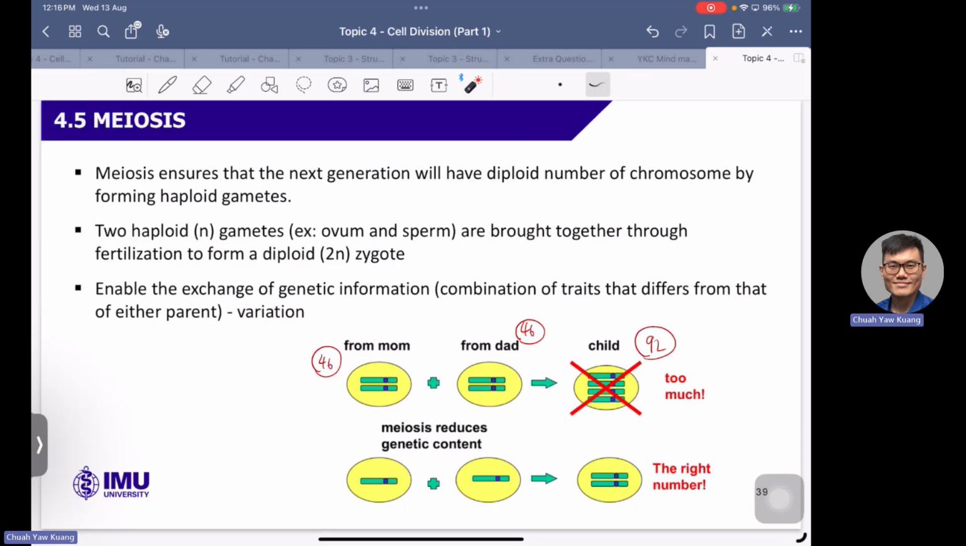When you are doing meiosis, then you will halve the number of chromosomes, so that your mother will give you 23, your father will give you 23, and only then will you be just like human, 46. Then you will have the same chromosome number like your parents, and only then will you remain as a human. So that's why it's important to halve the chromosome number. That's why meiosis is important.